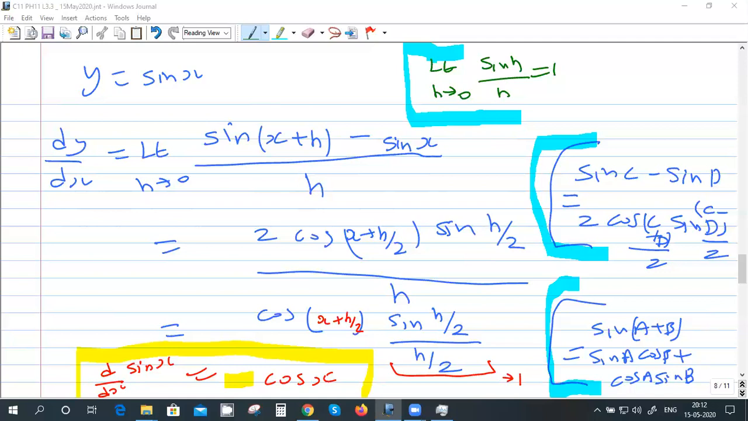So I consider x plus h as c and x as d. So I get 2 cos ((2x plus h) by 2) into sin (h by 2). So it can be cos of x plus h by 2.